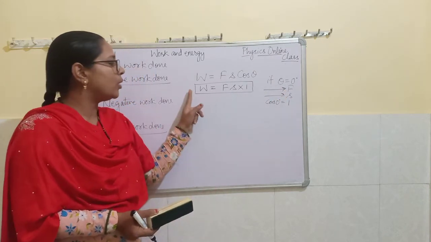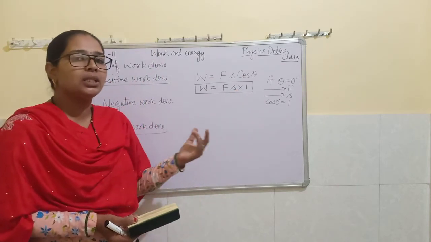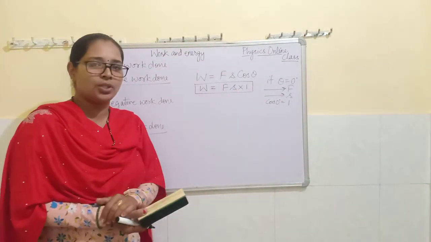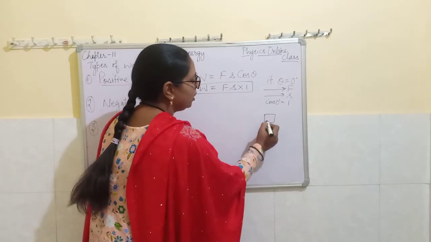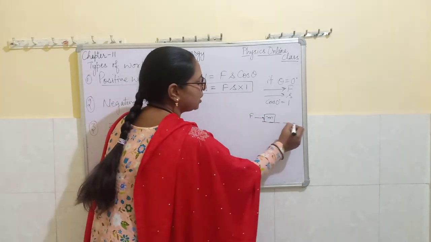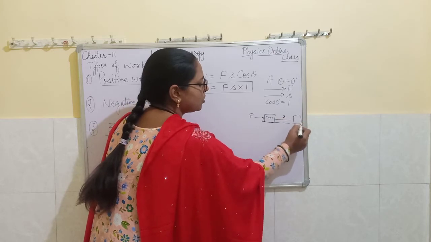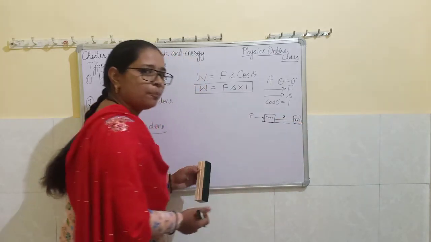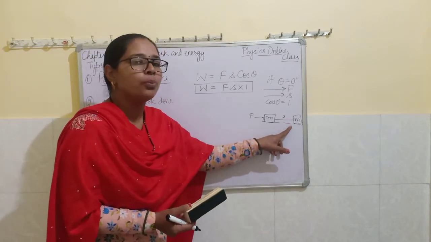Then we said work done is positive. How can we define examples in favor of positive work done? Suppose we are applying a force on a body and this body displaces in the forward direction. After traveling a distance, this body comes here. So the work done by this applied force is positive.